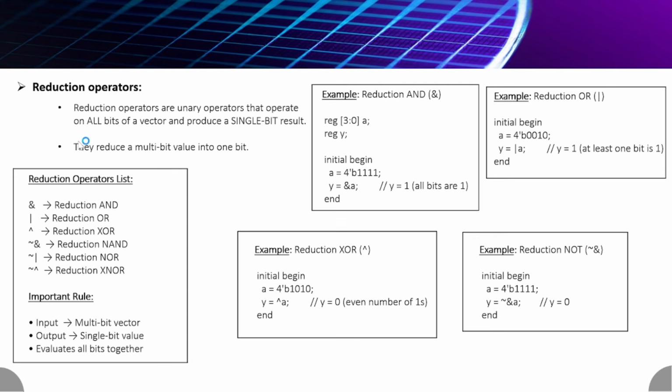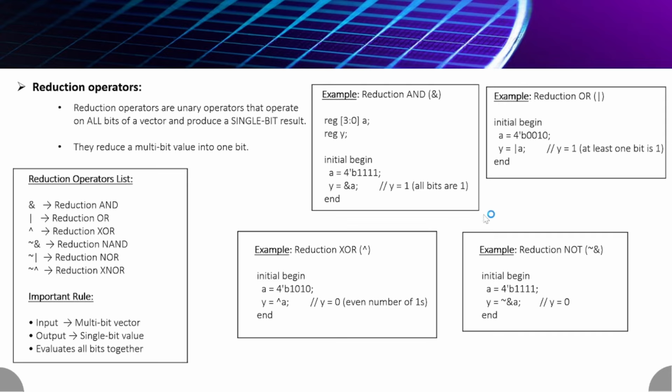The commonly used reduction operators in Verilog are reduction AND, reduction OR, reduction XOR, reduction NAND, reduction NOR, reduction XNOR. Let's understand them with examples. In the reduction AND operation, the result is 1 only if all bits of the vector are 1. If even one bit is 0, the result becomes 0.